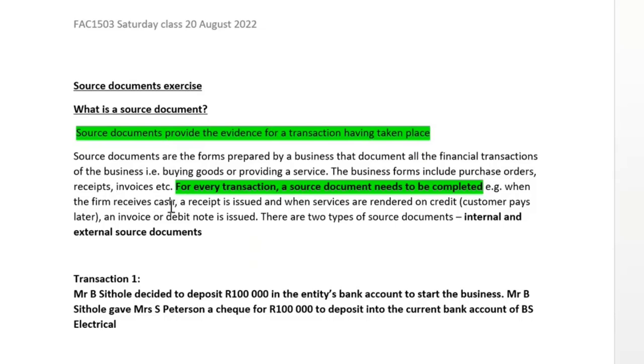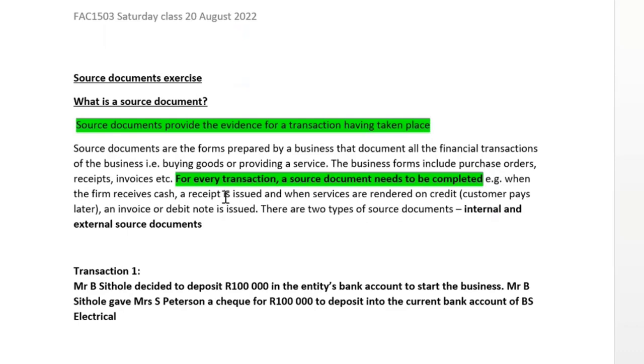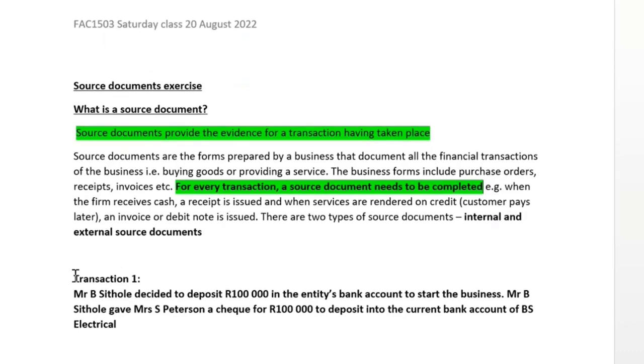So when a firm receives cash, a receipt is issued, and when a service is rendered on credit, where the customer pays later, an invoice or debit note is issued. There are two. Okay, we've covered that. So I want to go through this. Look at transaction 1.